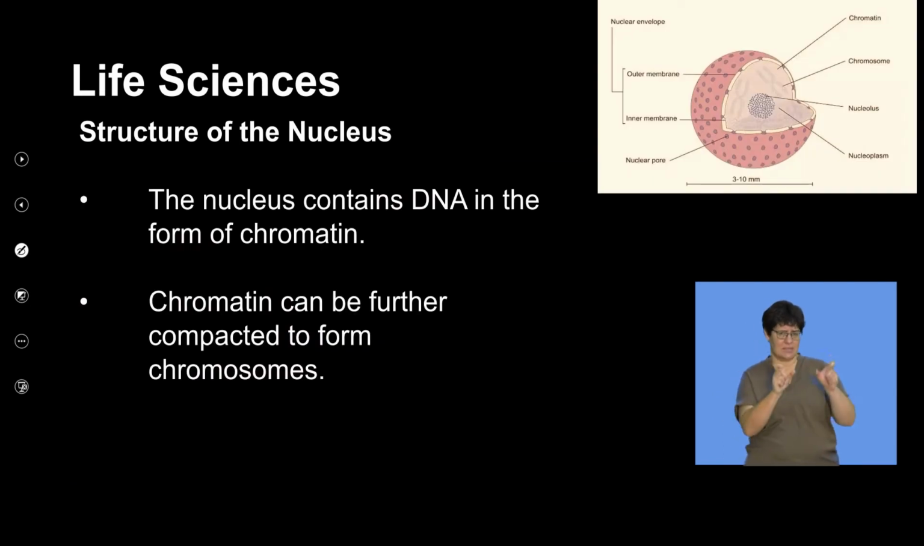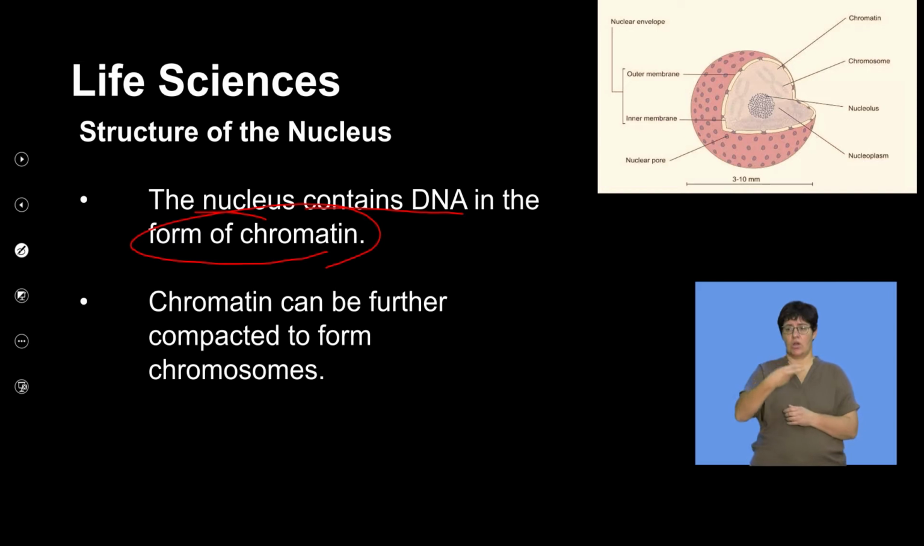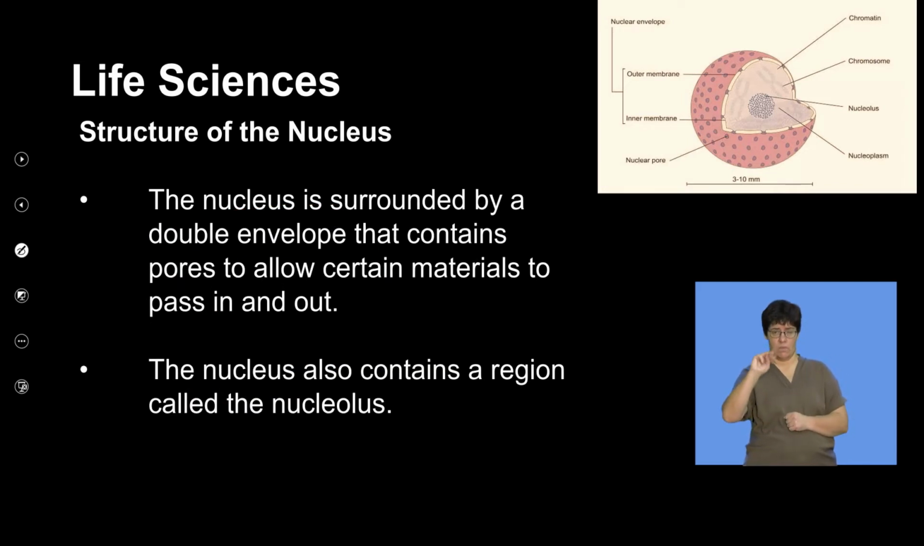So we've looked at the structure of DNA. We said that it's found in the nucleus, and it forms part of what we know as chromatin. Chromatin can be arranged into a compact structure known as chromosomes, which I will illustrate in the next couple of slides. We mentioned that the nucleus is surrounded by a double envelope, which contains two layers, and it has pores, which allow the movement of substances in and out.